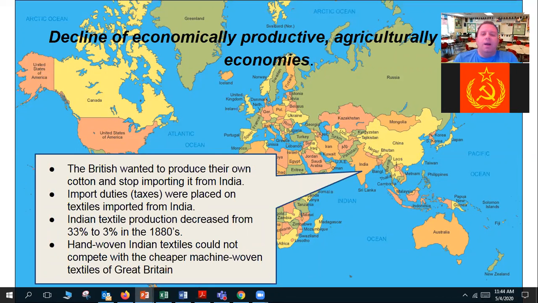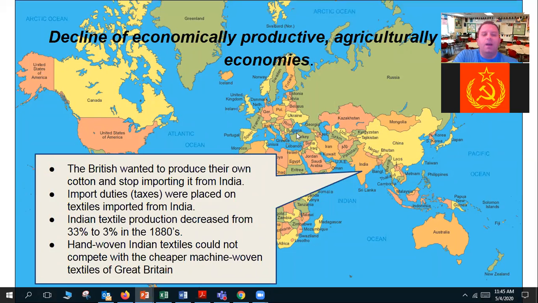And so here's kind of one example of this. Importing cotton from India is extremely expensive, and so the British want to begin to move away from that. They don't want to continue importing cotton from India. They want to start producing their own cotton because it's significantly cheaper. So in order to get the British themselves to begin producing their own cotton, they put a huge import tax on any cotton that comes in from India. That's going to decrease cotton production to about 3%.